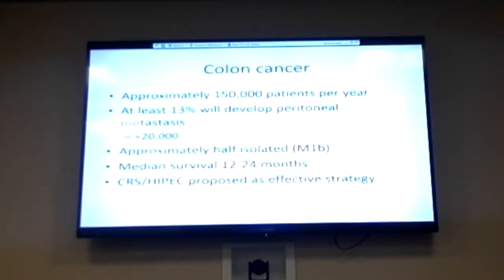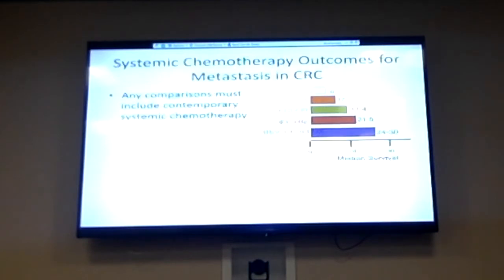So for colon cancer, this is kind of one of the major findings at SSO this year, how this relates to colon cancer. So it's a significant burden of disease. About 13% of these patients will develop peritoneal metastases, and HIPEC has been proposed as an effective strategy.